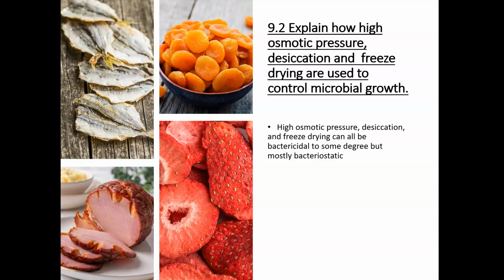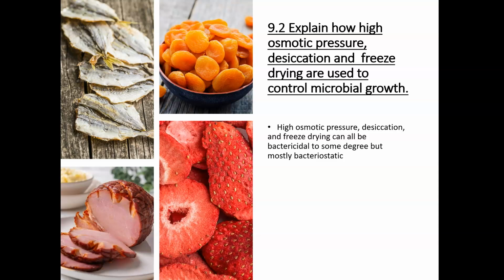The next learning outcome in microbial control, physical methods of control, is explain how high osmotic pressure, desiccation, and freeze drying are used to control microbial growth. So if we just look at those terms, high osmotic pressure, that's going to be removing water, right? High osmotic pressure, hypertonic environments, things like adding salt or sugar or just drying things out would put cells into a situation where they have high osmotic pressure.